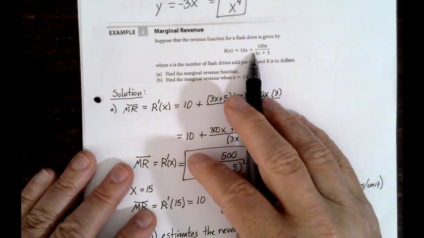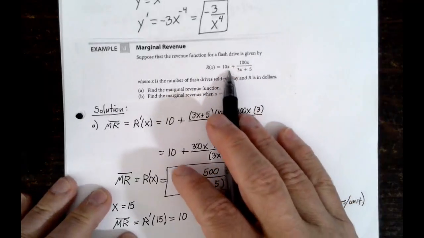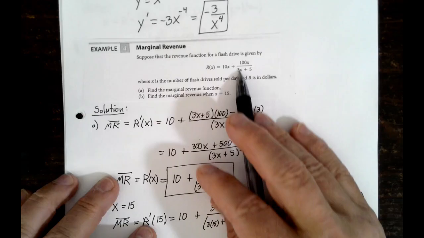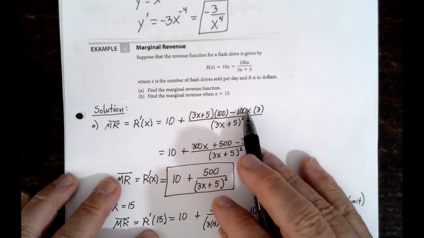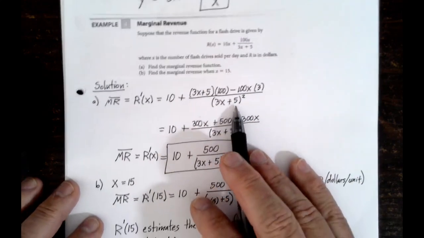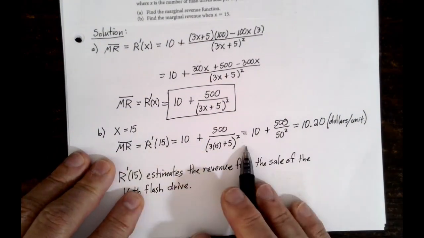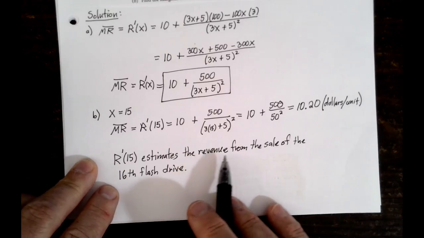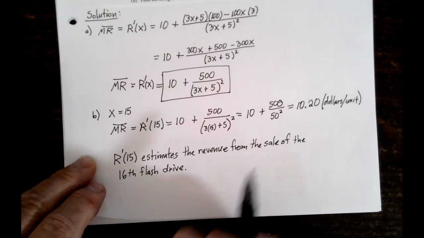They ask us to find the marginal revenue and then check when x equals 15. So we use the quotient rule here. Well, two things. The derivative of 10x is just 10. The derivative of this is your denominator times the derivative of the numerator minus the numerator times the derivative of the denominator over the denominator squared. When you clean that up, you get this here. Now when you plug in 15 and simplify it, you get 10.20, which is the estimated revenue from the sale of the 16th flash drive because you plugged in 15.